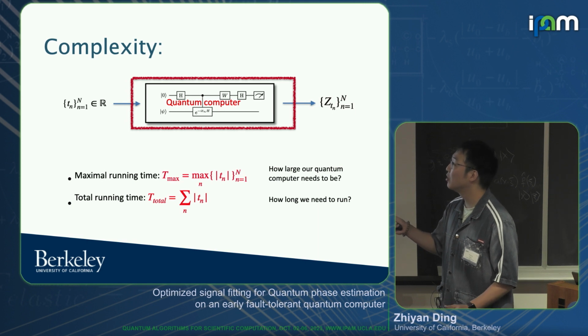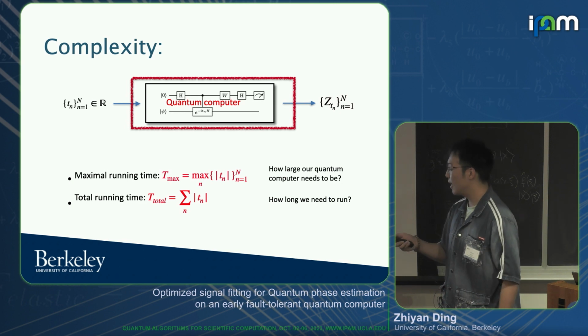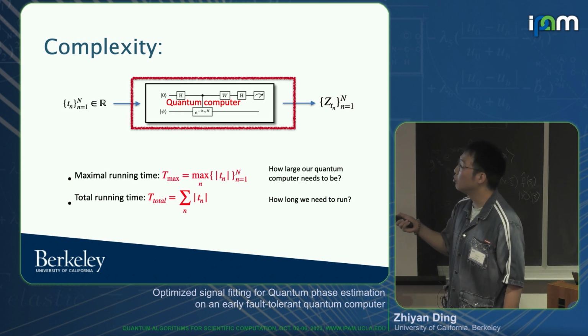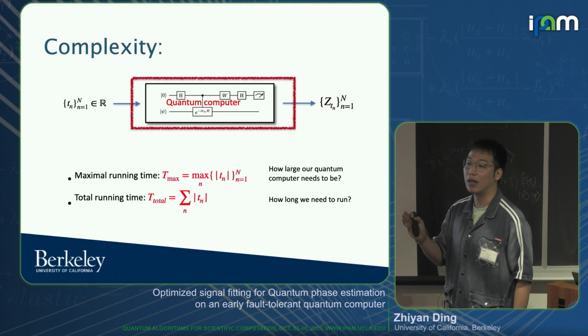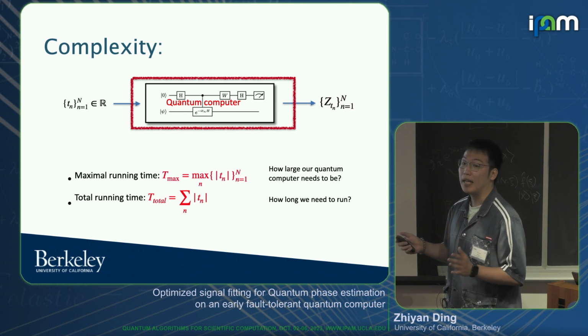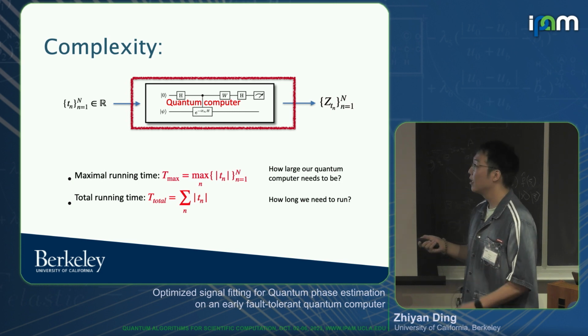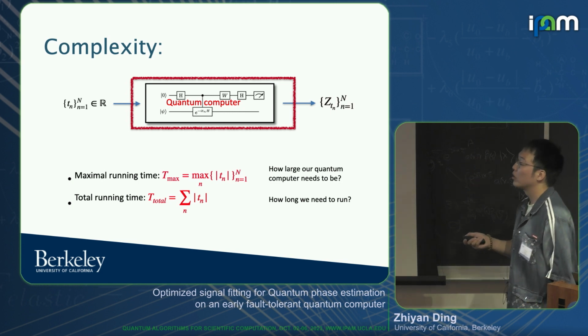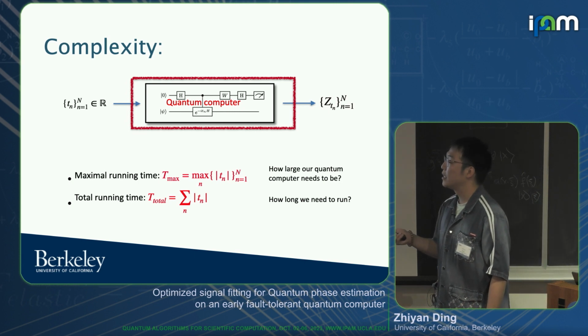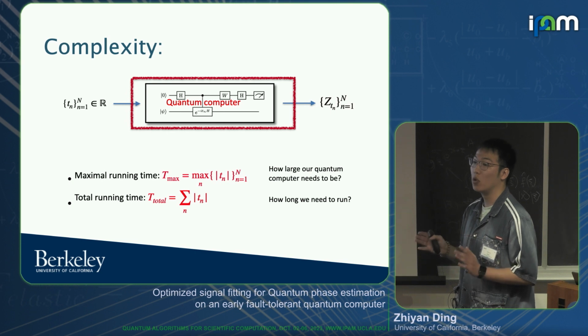So you need to do this Hamiltonian simulation. If you choose a large Tn, then you need to do this Hamiltonian simulation for a long time. So intuitively, this means that your circuit depth will be deep, and you need to build a very large quantum computer to fit it. Basically, we want to reduce this maximum running time to make sure that our algorithm can be run on a small quantum computer.